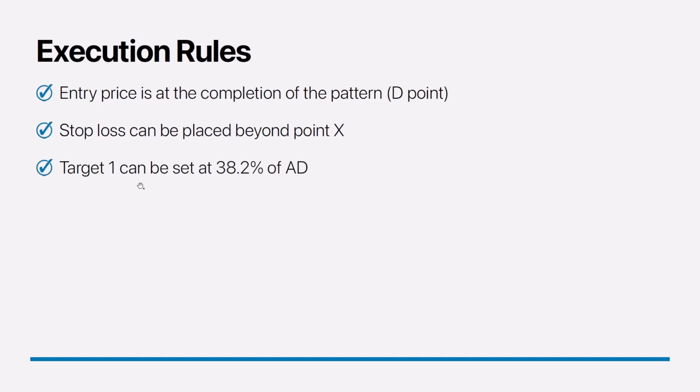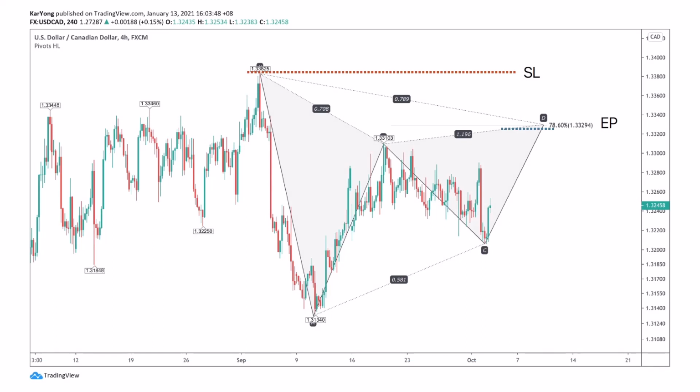Your target 1 can be set at the 382 of the AD leg. So you pull Fibs from A to D, and then you look at 382 as your target 1. Target 2 can be set at the 618 of your AD. And of course, if you want to go for an even more extended target 3, you can put it at the previous top or bottom. Targets are not so strict, because it's up to an individual how much profit they want to aim for. But the entry and the stops are a little bit more specific in terms of harmonics.